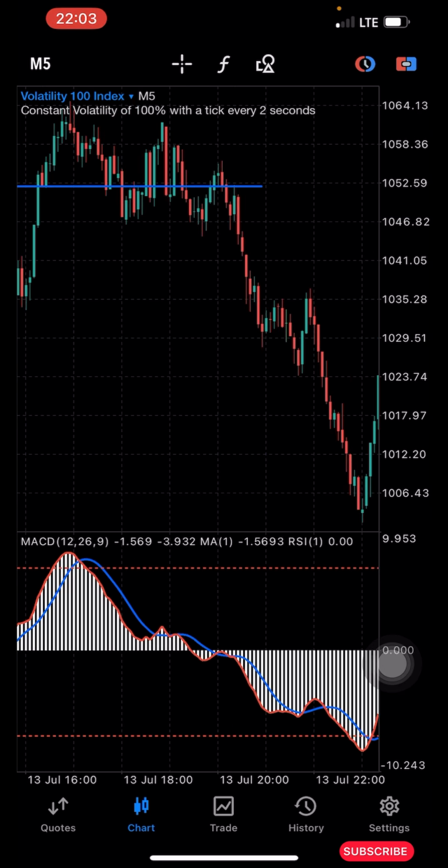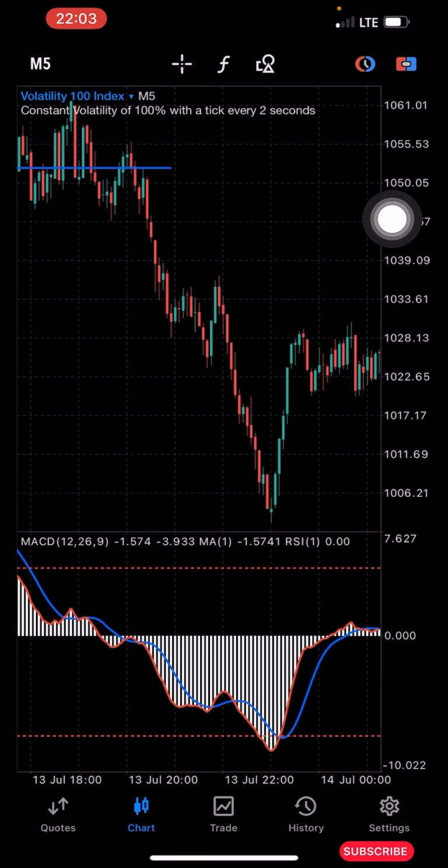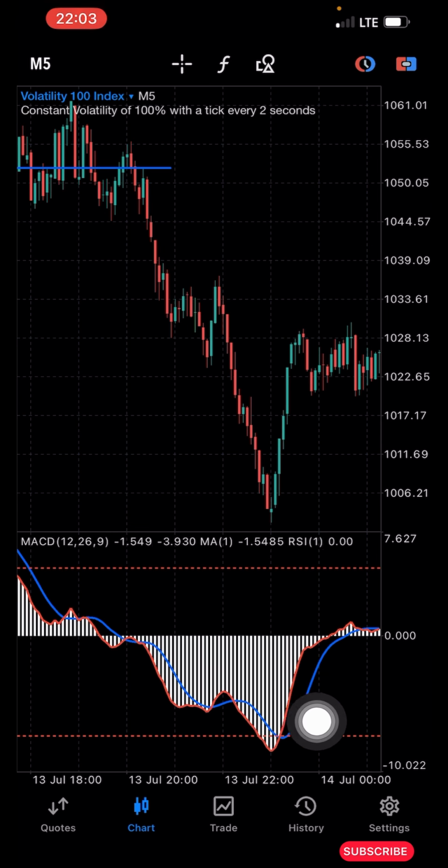Now let me show you guys a buy example. This is a sell example. Now let's see the buy example. For example, you can see that price has gotten to the oversold level here. Now you wait for the red line to cross.